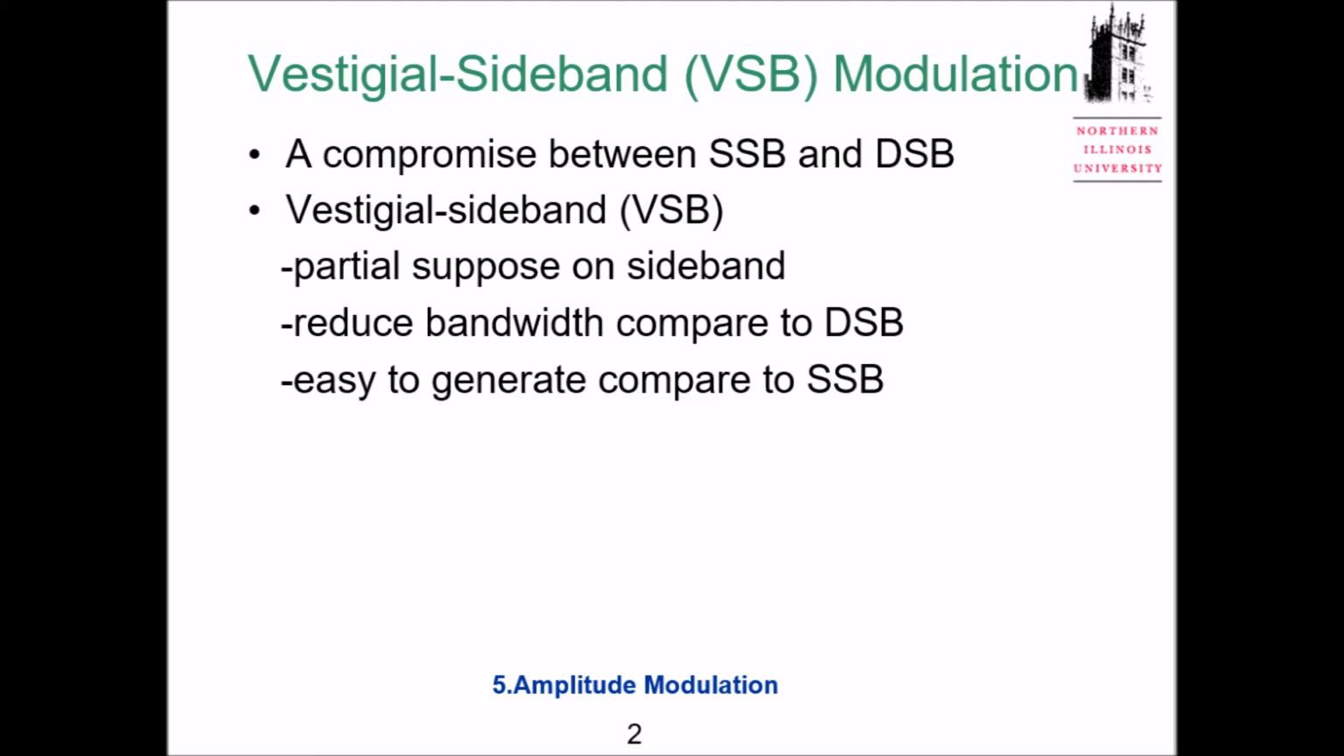So VSB is a compromise between single sideband and double sideband. We do not completely remove one sideband; we partially reduce it. Compared with double sideband, it has reduced bandwidth, and it is much easier to generate compared with single sideband because this special filter is much easier to implement. Okay, let's look at what this special filter is.